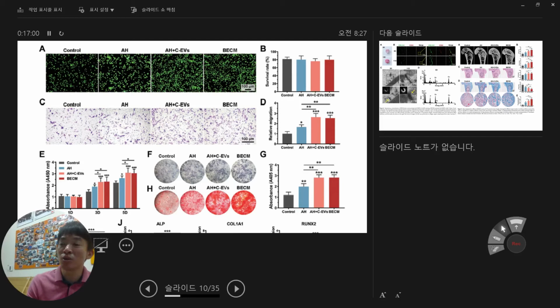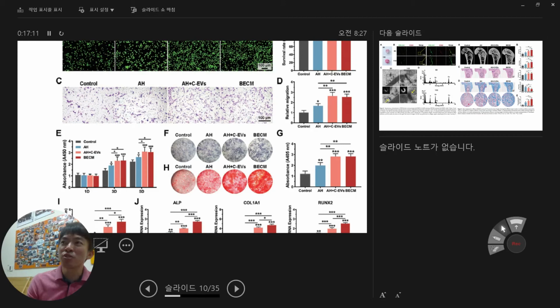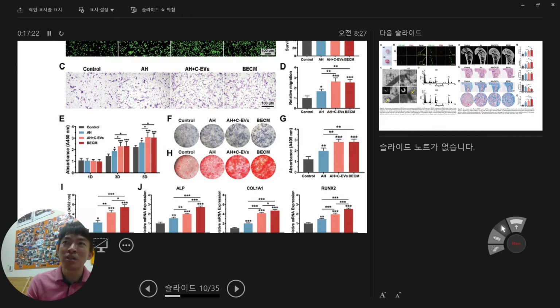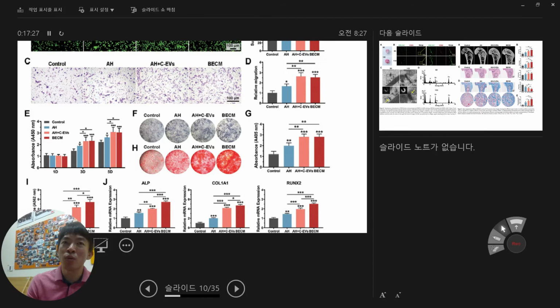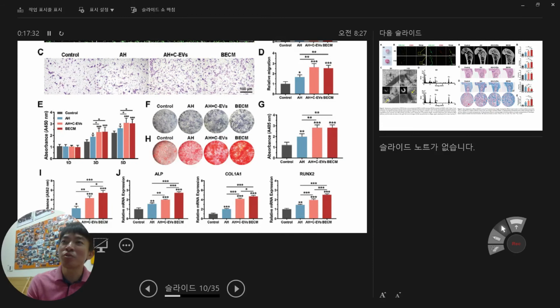So migration is similar at this point, but actually they try to see some difference between just the combination or sequential delivery. But as I saw, very little change. As you can see, similar, similar, similar. I think this is their drawback. Yeah, this is not what they wanted to show, but almost similar bone regeneration capacity, but only in gene expression, they finally can get a little increase from this sequential delivery of EV.